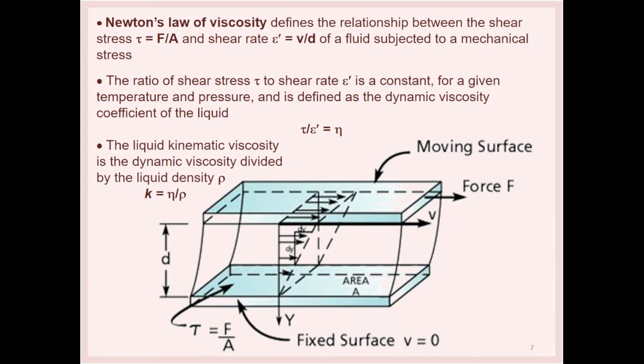Newton's law of viscosity defines the relationship between the shear stress and shear rate. What is that relationship? The ratio of shear stress to shear rate is a constant for a given temperature and pressure and is defined as the dynamic viscosity coefficient of the liquid. So you can see this ratio that is constant. And one more should be mentioned here, the kinematic viscosity coefficient. It is the ratio of the dynamic viscosity coefficient and the density of the liquid.